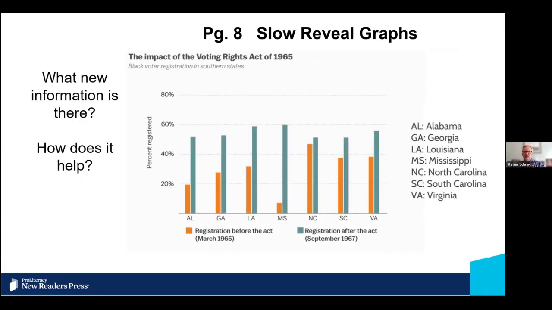And then we get the title for this particular bar graph, which was the impact of the Voting Rights Act of 1965. So slow reveals are a neat way to hook learners, to teach that visual literacy, and do so in such a way that gets mystery and buy-in throughout.